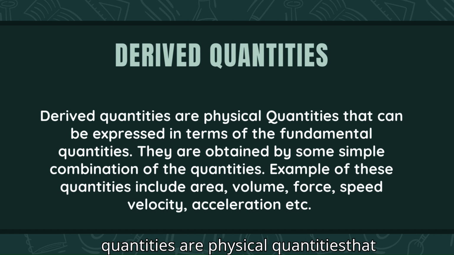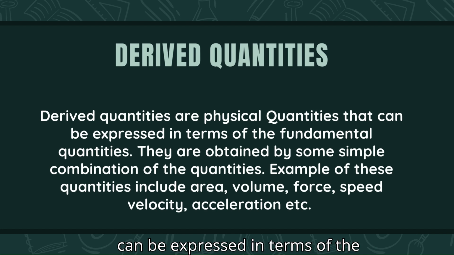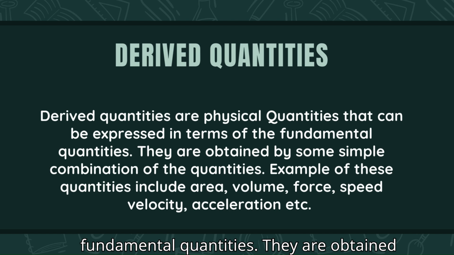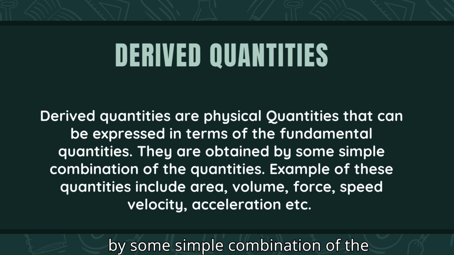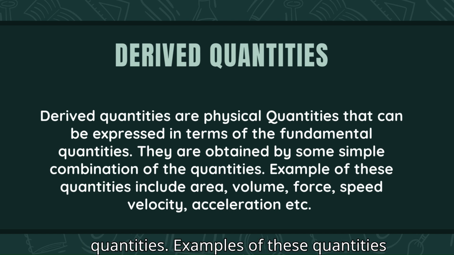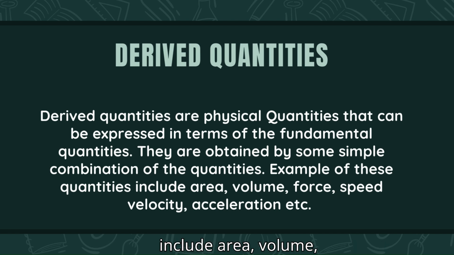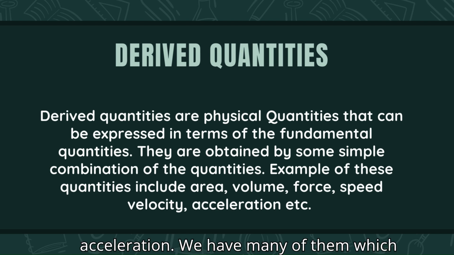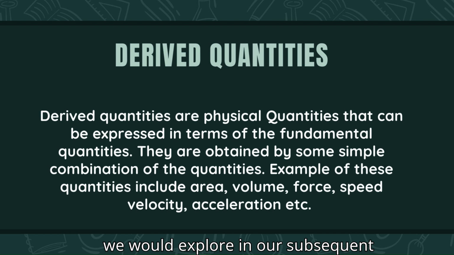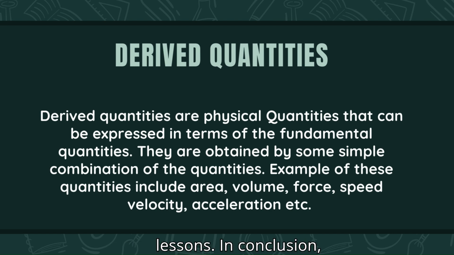Derived quantities are physical quantities that can be expressed in terms of the fundamental quantities. They are obtained by some simple combination of the quantities. Examples of these quantities include area, volume, force, speed, velocity, and acceleration. We have many of them, which we would explore in our subsequent lessons.